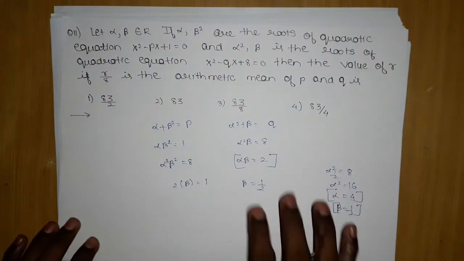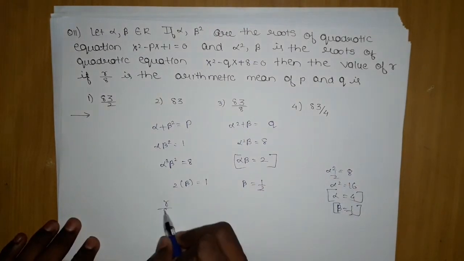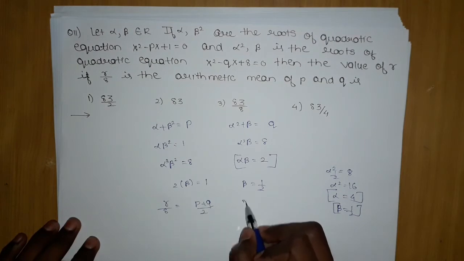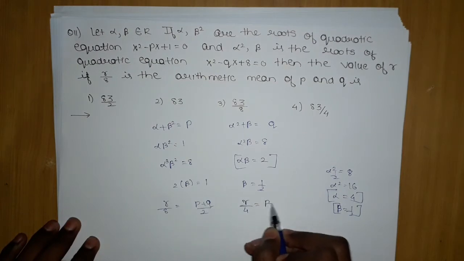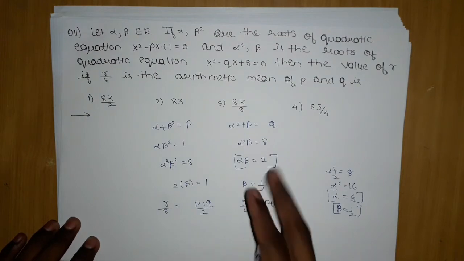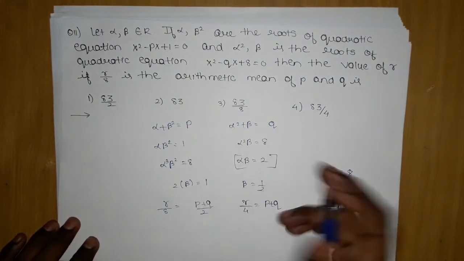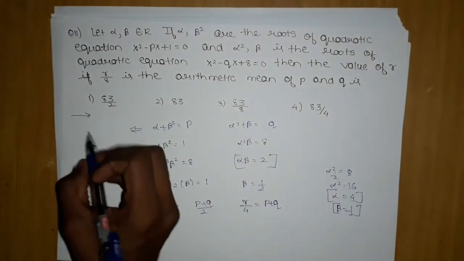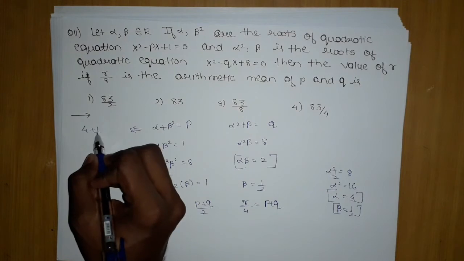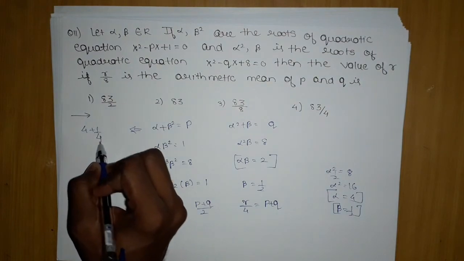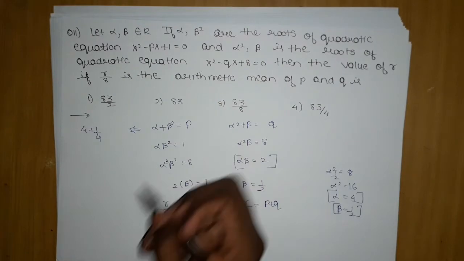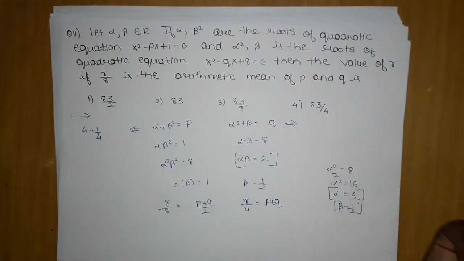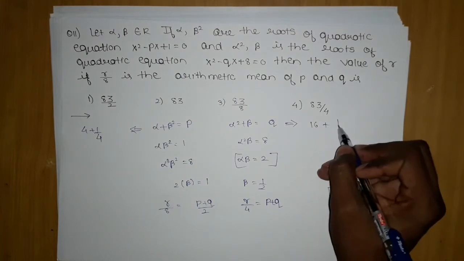Now R by 8 is the arithmetic mean, which is P plus Q by 2, which gives you R by 4 equals P plus Q. I want to find the value of P plus Q. This value can be found by substituting the values: 4 plus 1 by 4 for alpha plus beta square, because 1 by 2 square will become 1 by 4. Similarly here, this will become 16 plus 1 by 2.